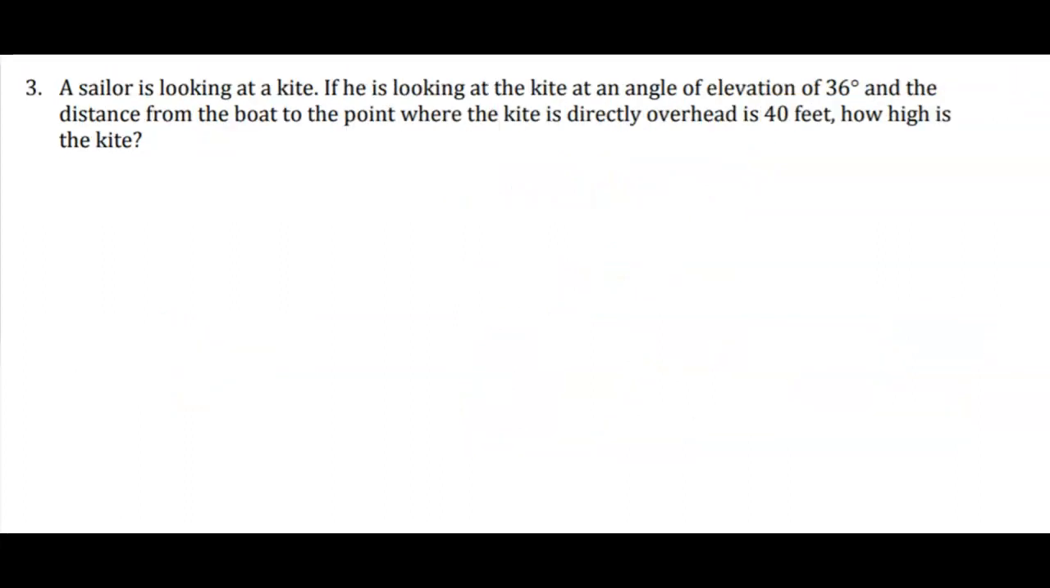Okay, next question, number 3. A sailor is looking at a kite. So, draw a sailor. Just draw a little boat down here. And he's looking at a kite. So we have a kite in the air here. He's looking at a kite at an angle of elevation of 36 degrees. So we know these are all going to make right triangles. So if you want to just go ahead and sketch your triangle in.